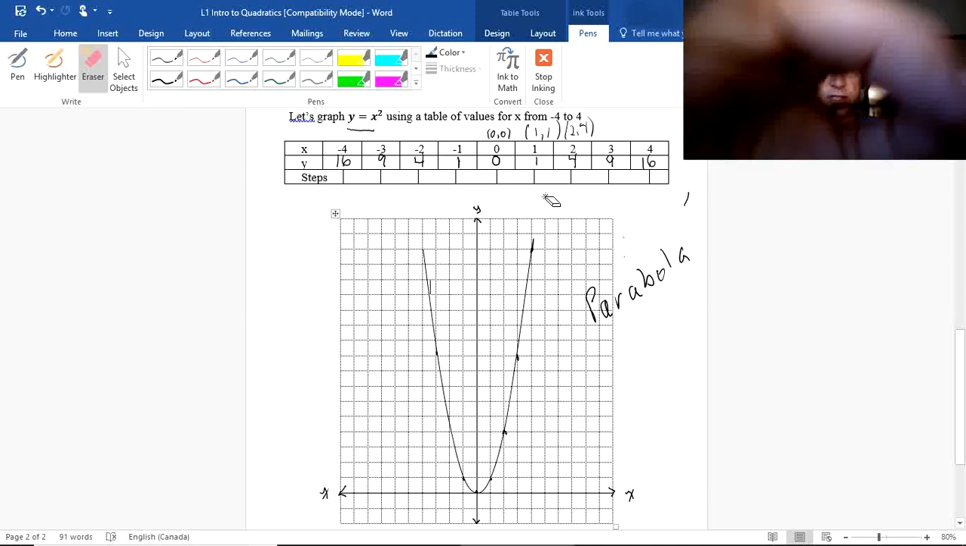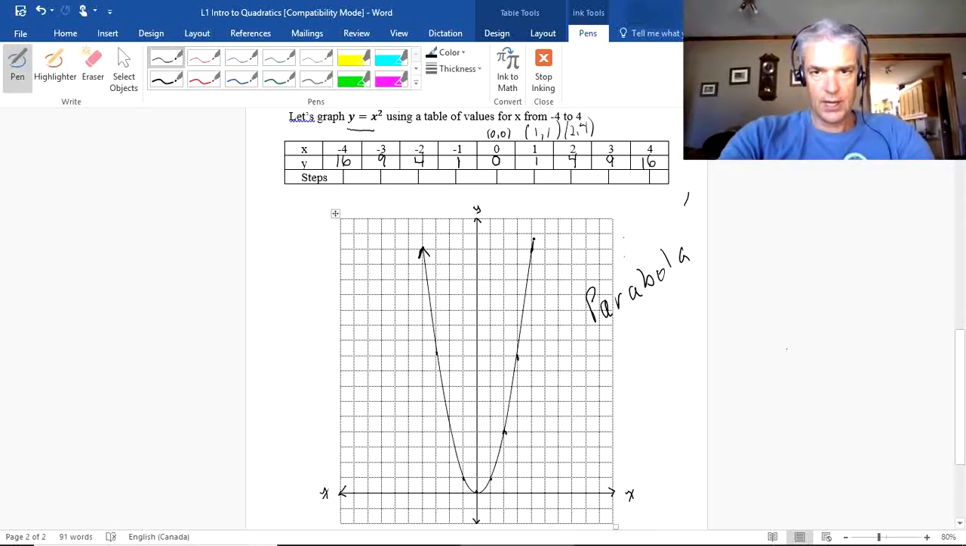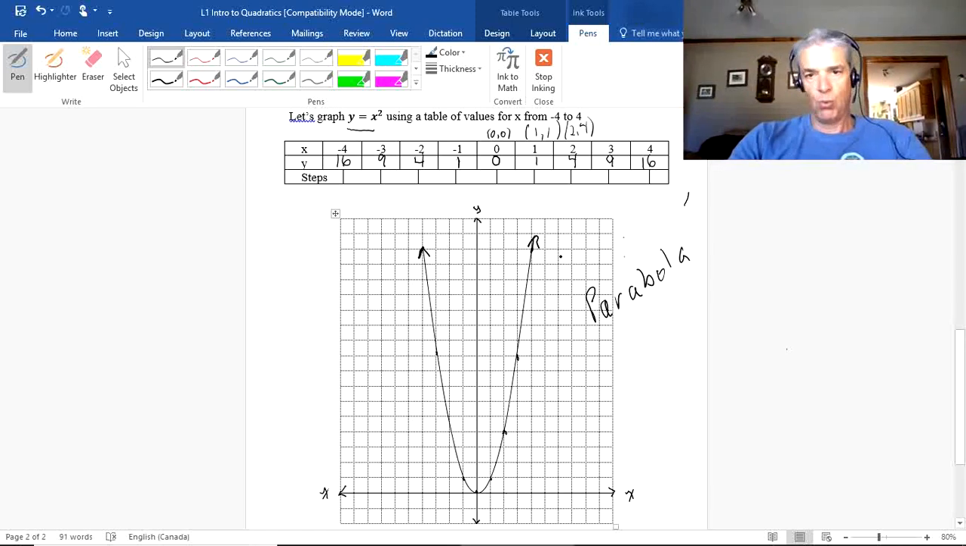Technically, to finish this, I always should include, just like with a line, a couple of arrows on either end going, in this case, pointing up. And this is your most basic parabola, okay? Now, before I end, I want to explain another thing that all standard parabolas have, and it's called the step values, okay? And I've written them in here as steps, but we often refer to them as step values.